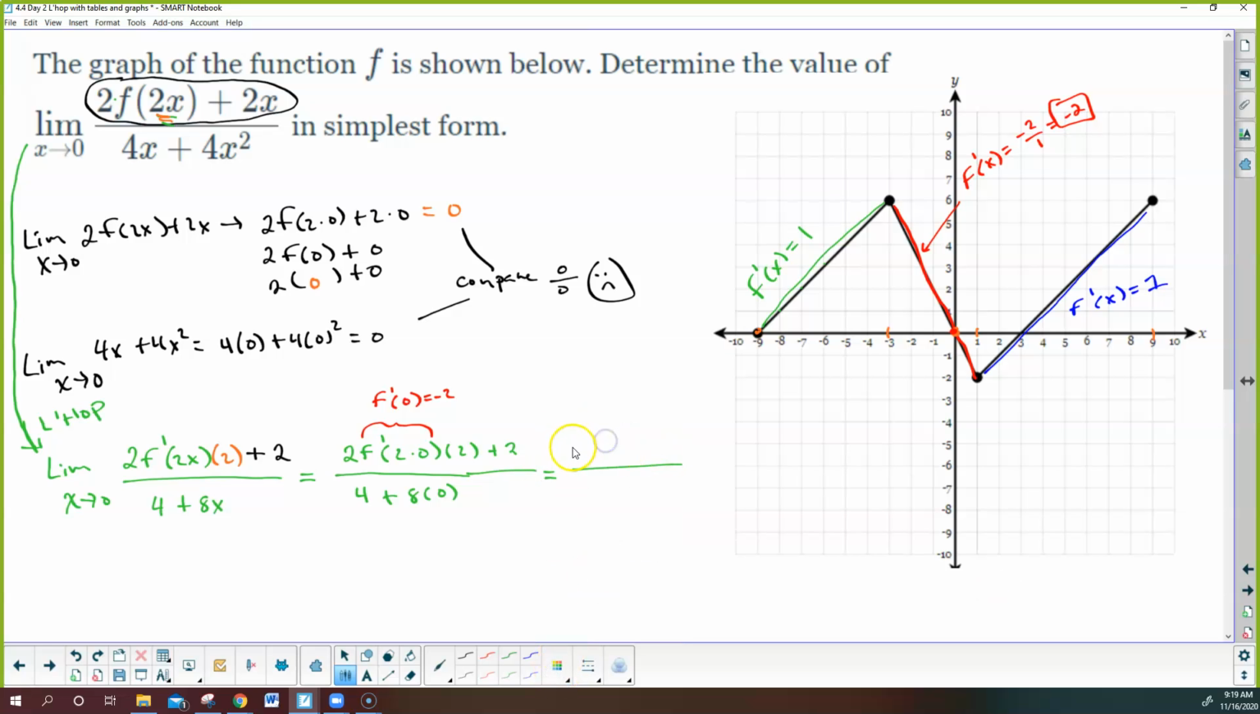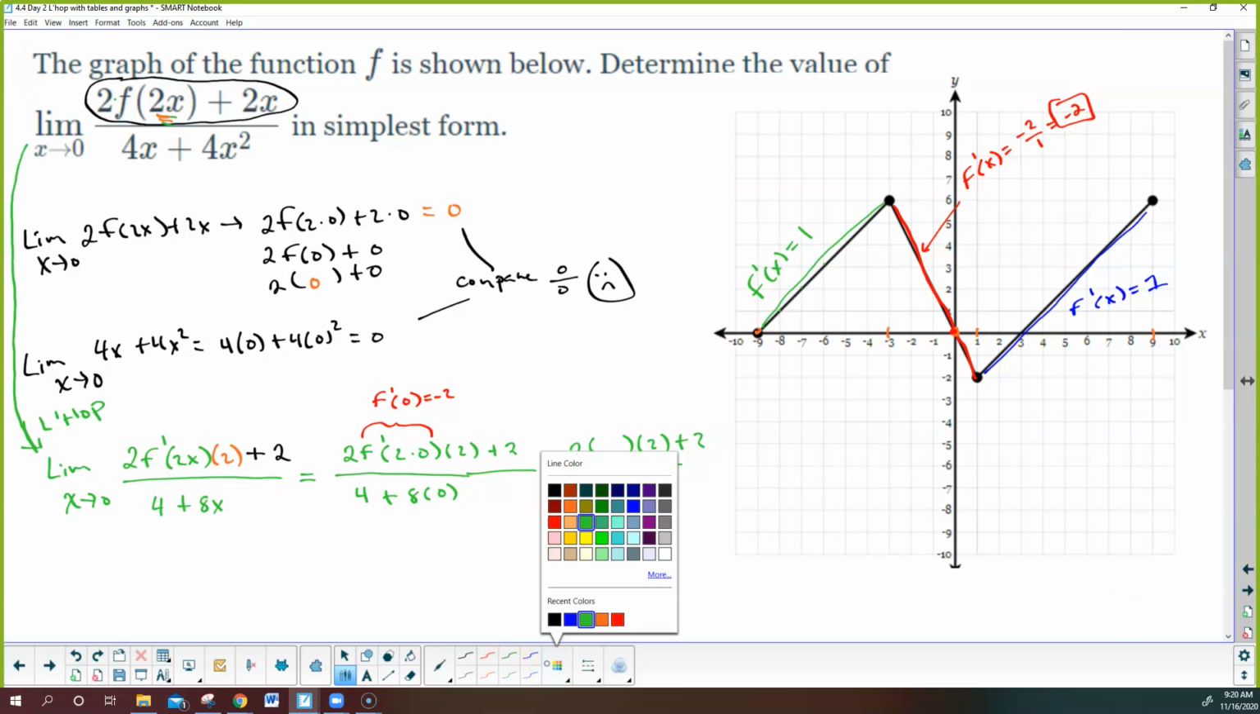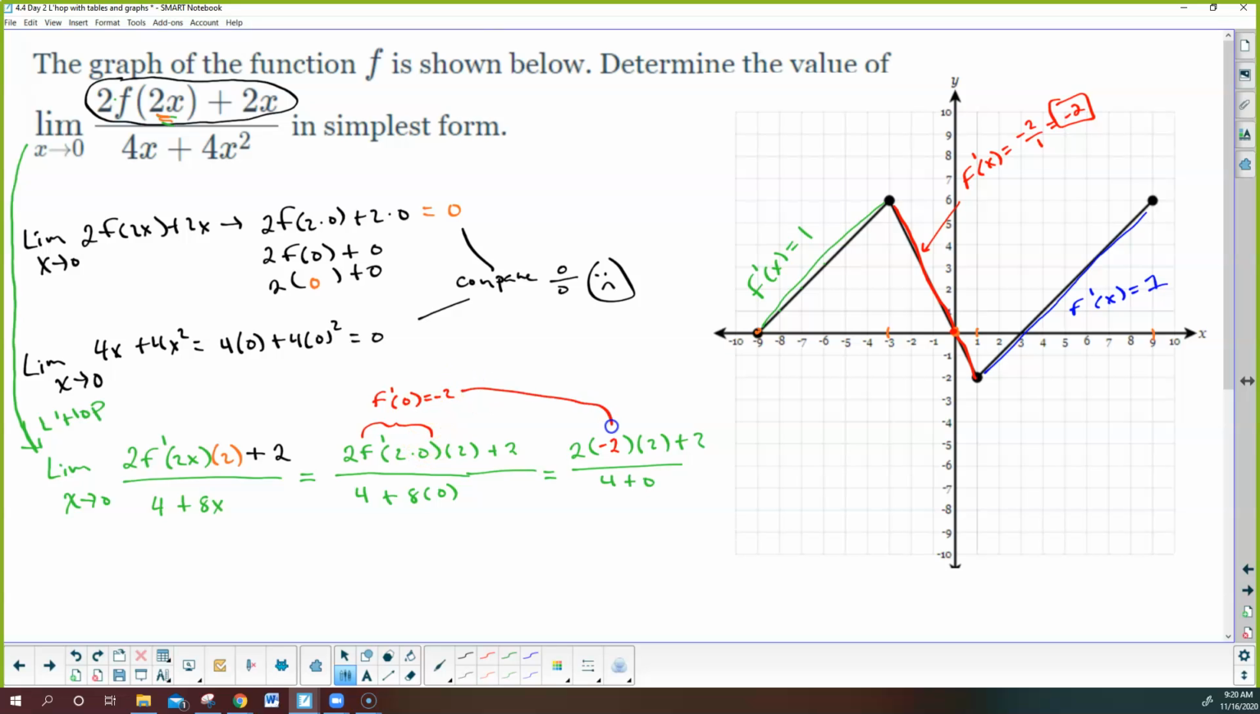And again, you don't need to show all of this work. But I know that f prime of 0 is -2. And then I get -2 times -4, which is 8, wait, -4 times 2 is -8, plus 2 is -6. -6 over 4 tells me the limit is -3/2.